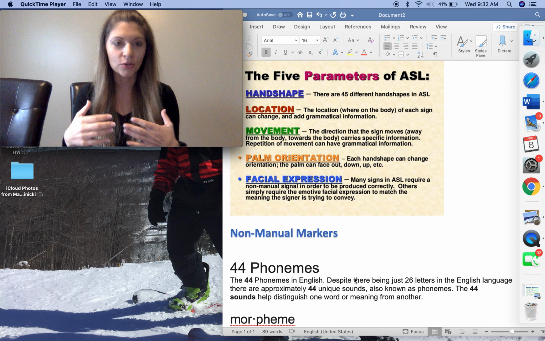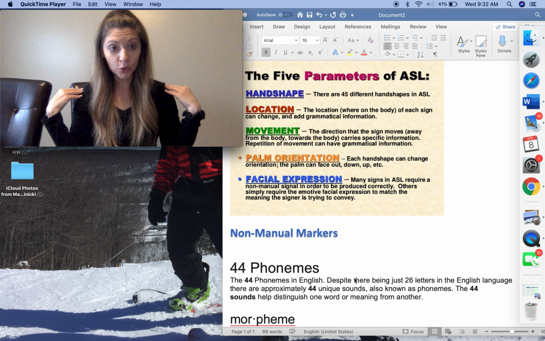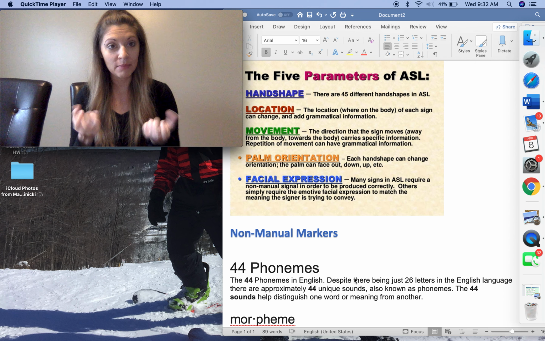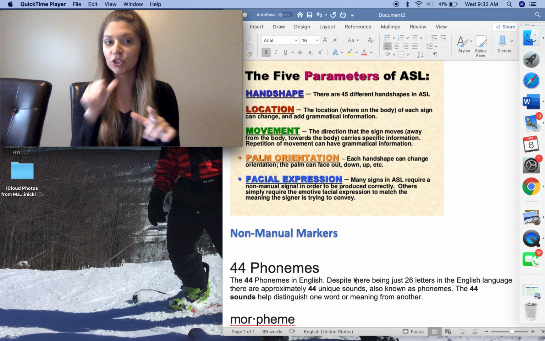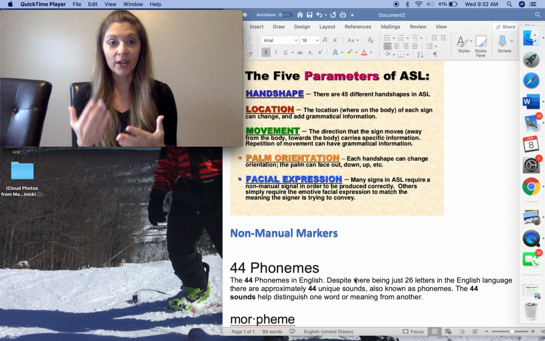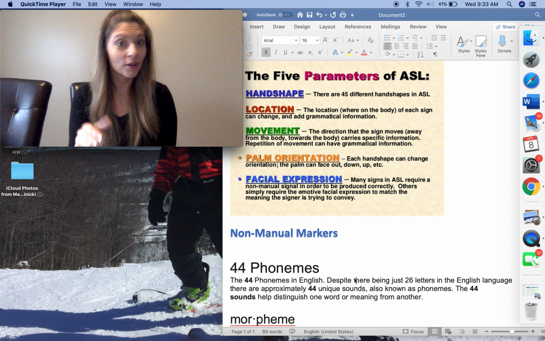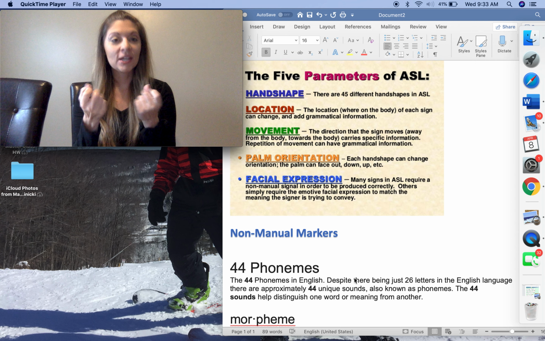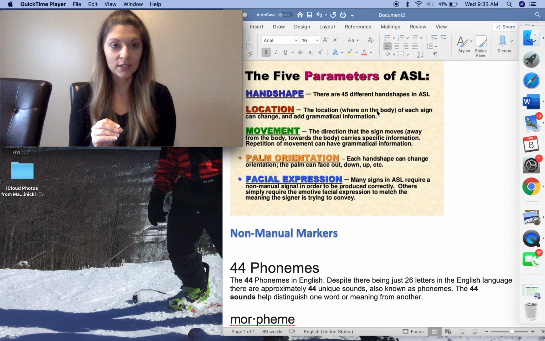Some people call them non-manual signals, which is your facial expressions, your mouth morphemes, your shoulders, your neck, anything. So non-manual. ASL is considered a manual language, meaning you're using your hands. So anything that's part of the language that's not your hands. So think about it. Every single sign uses these non-manual markers. So it's not just your hands. So it's a visual, manual language. Your hand shape. So going back up here, there are 45 different hand shapes in ASL.